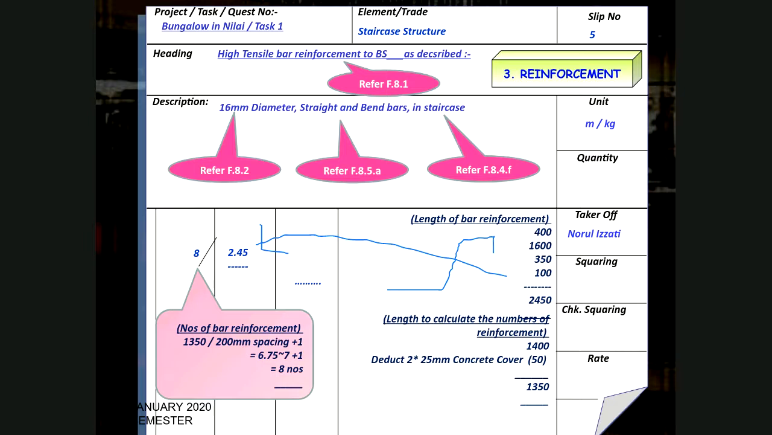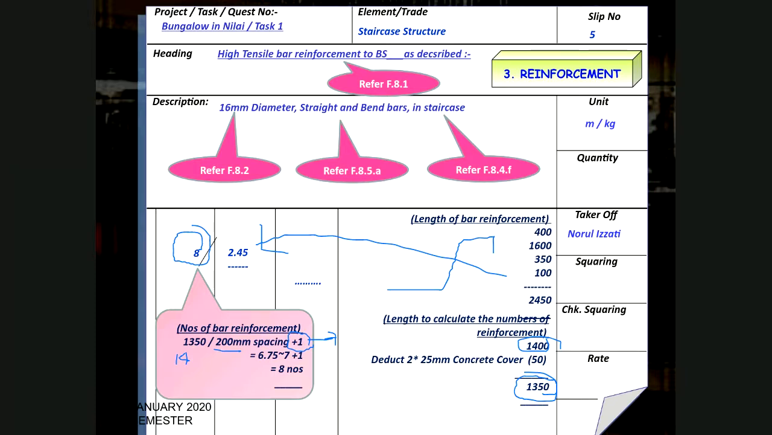Let's say the width of the staircase is 1400. Then you deduct 2 concrete covers, and you get 1350. But because the spacing is given as 200, don't forget to add another one. This is the basic formula for you to get the number of bars. Please add another one. Then I also would like to highlight how you write by rounding up.